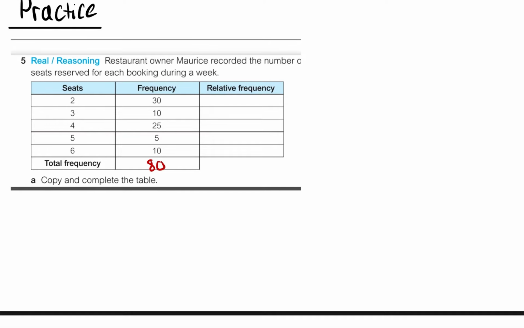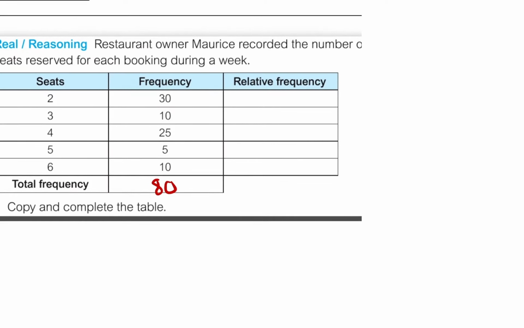So our relative frequency is going to be quite small here. 30 over 80, and that equals 3/8. 10 over 80, and that simplifies to 1/8. 25 over 80, and what does that simplify to? 5 over 16. 5 over 80, and that simplifies to 1/16. And last one, 10 over 80, and that's 1/8.